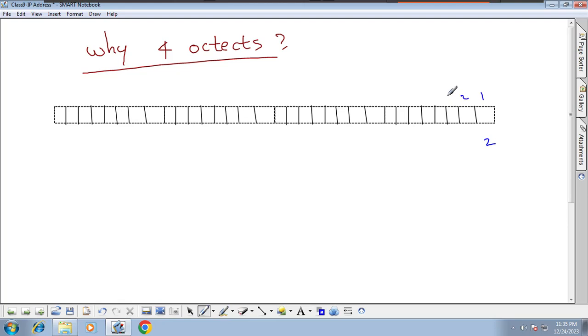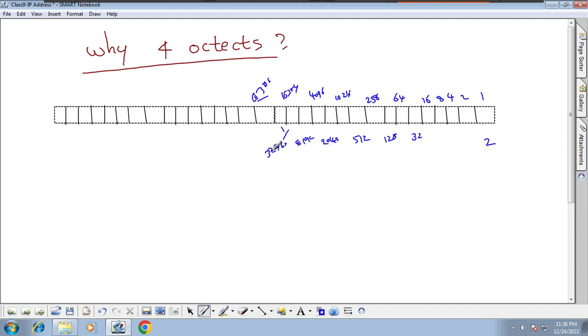2 power 0 is 1, like 1, 2, 4, 8, 16, 32, 64, 128. Can you tell me 256, 512, 1024, 2048, 4096, 8192, then 16384, 32768, then 65536, after that I don't know.